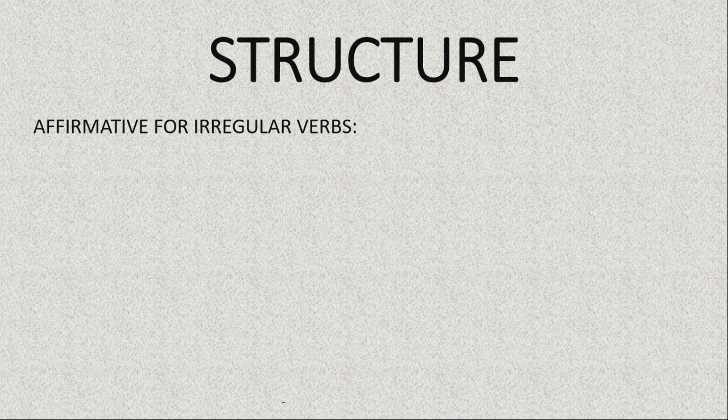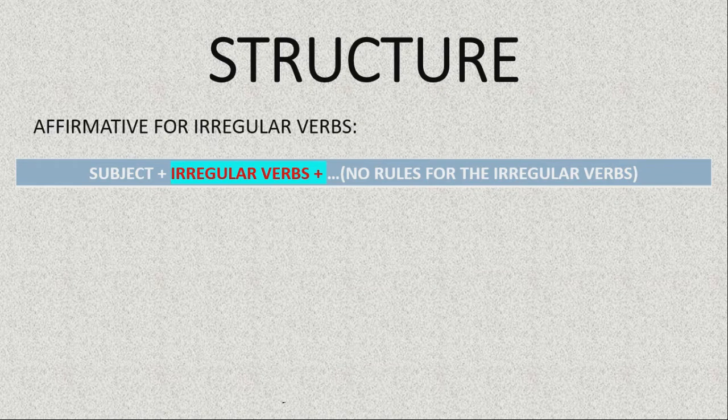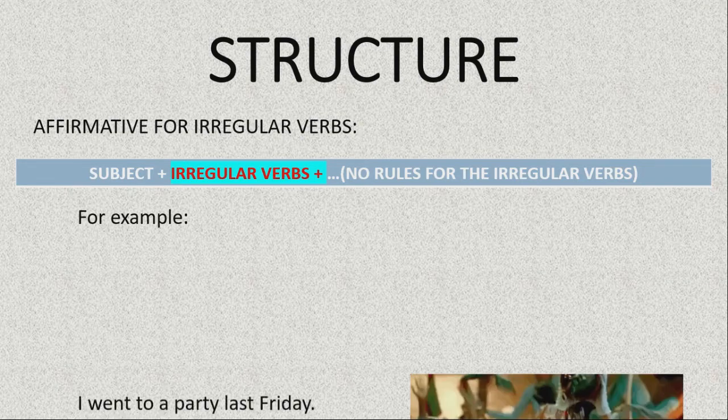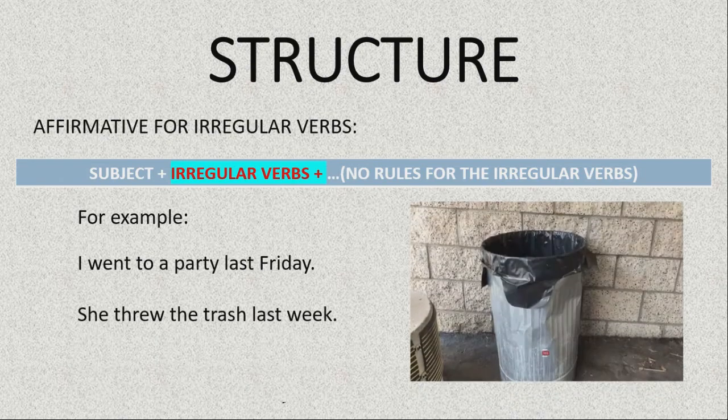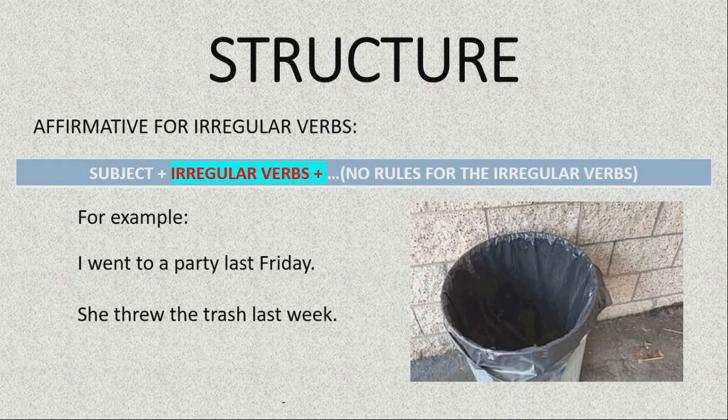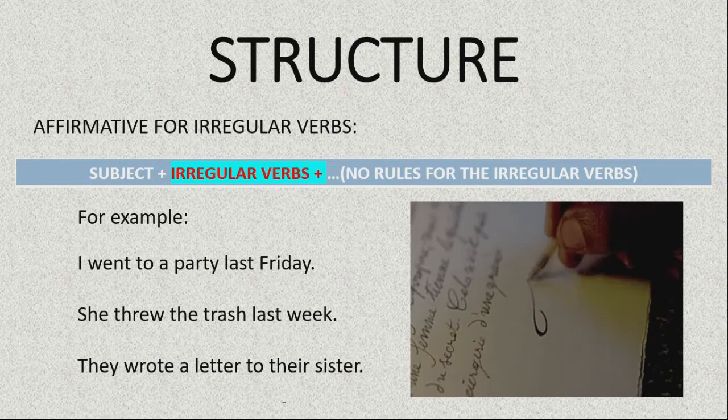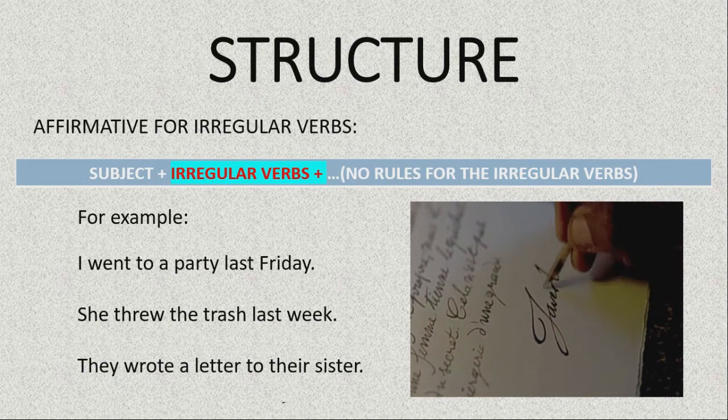Now, let's continue with the affirmative structure, but for the irregular verbs. We will have the subject and the irregular verb, but remember that for these verbs, there are no rules. So most of the time, what you have to do is learn by heart the changes that will happen. For example, I went to a party last Friday. She threw the trash last week. And they wrote a letter to their sister.